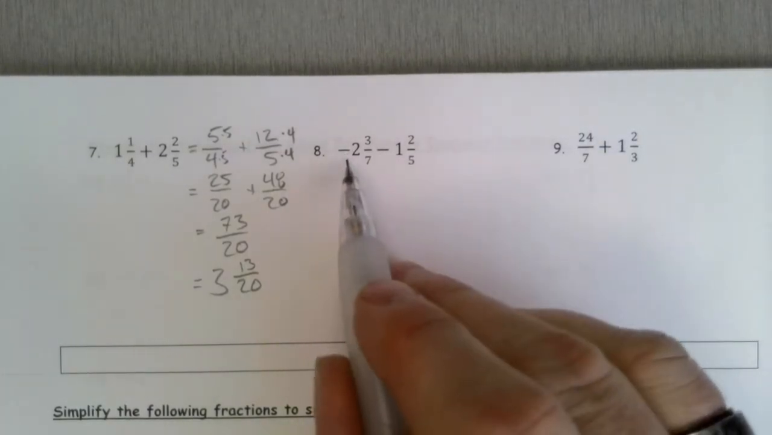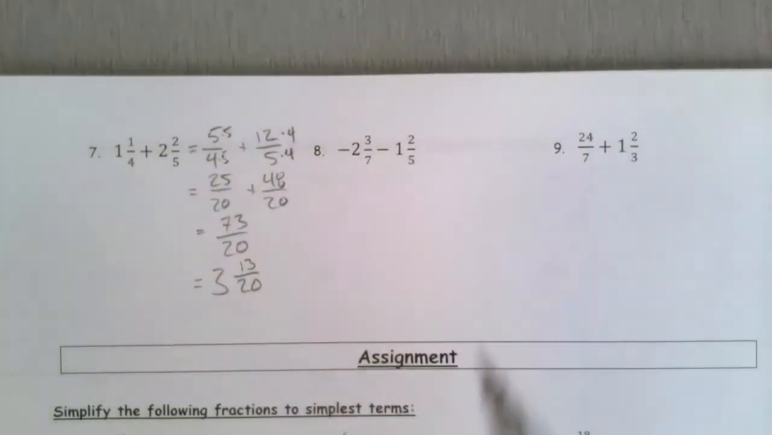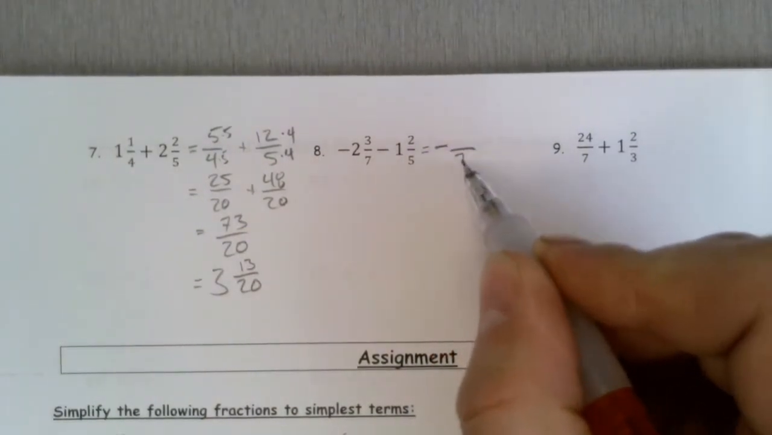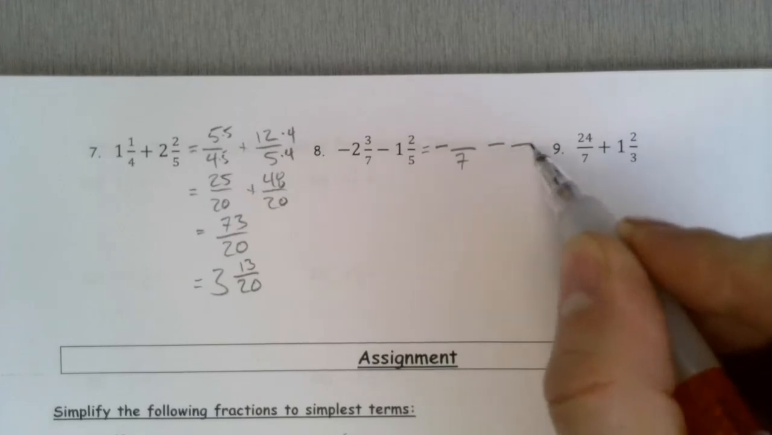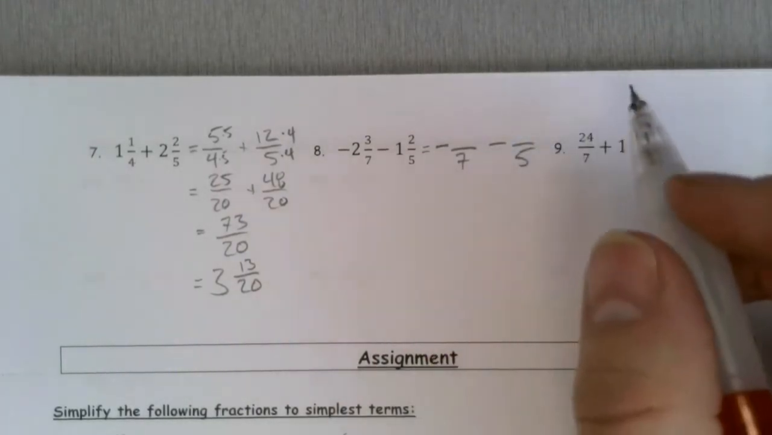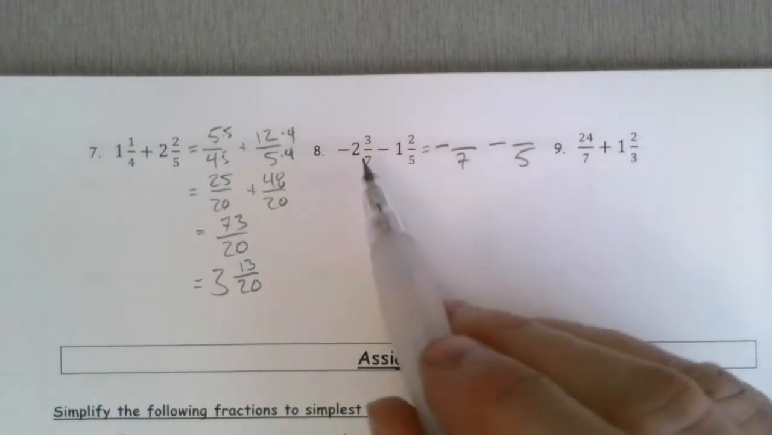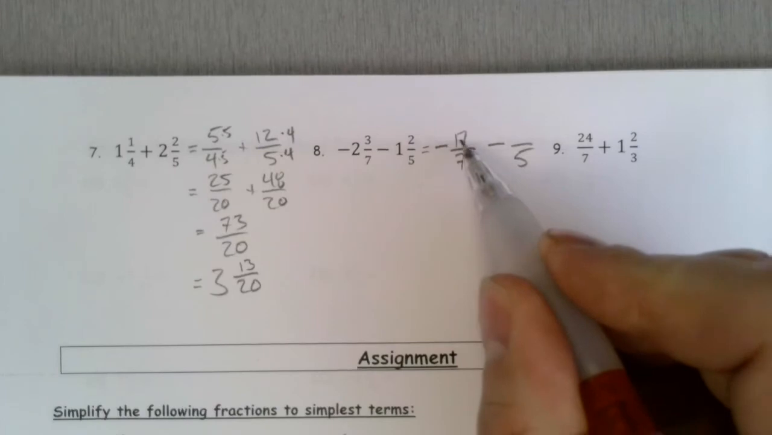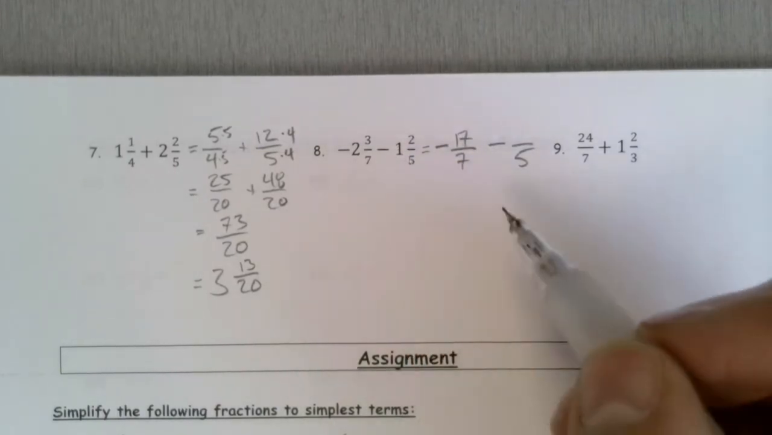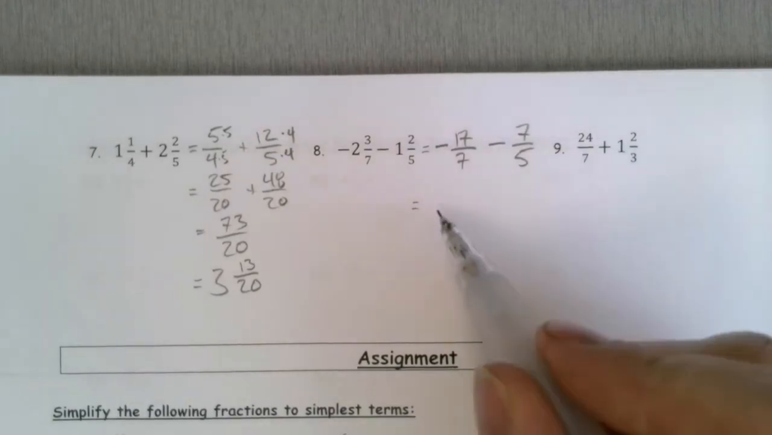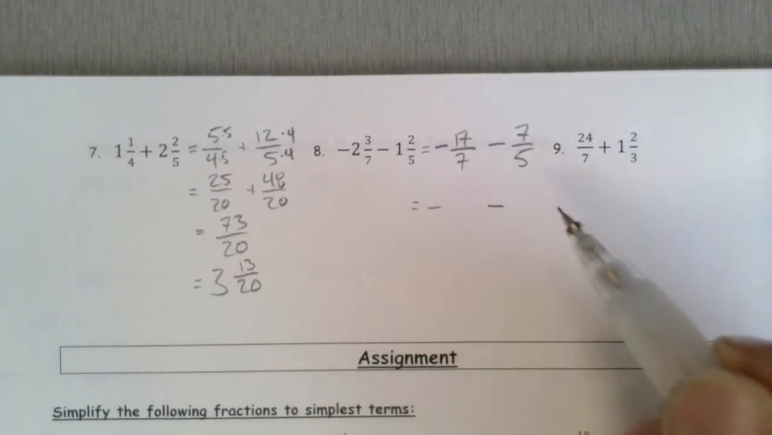Now this one right here, I've got a negative here and a negative here. Oh, okay. Well, let's not worry about that. It's going to be negative something over 7 minus something over 5. I'll deal with the negatives later. Let's convert these to improper fractions first. So 2 times 7 is 14, plus 3 is 17. 1 times 5 is 5, plus 2 is 7. Okay, well, I got a negative there. I got to get a negative there.